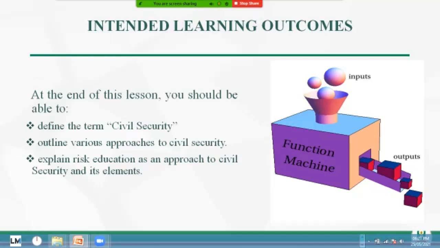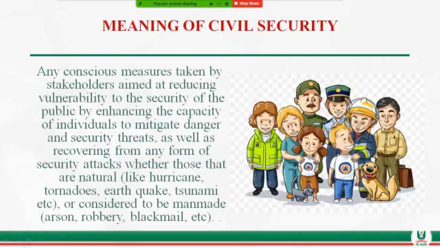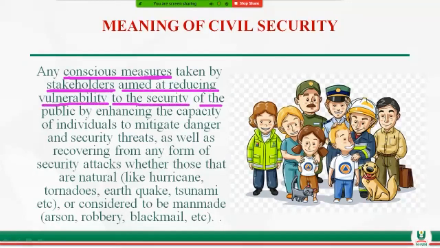Well, first, let's look into the meaning of civil security. This definition here is key, and of course, we are just going to make it your class activity to be sure that you are able to define civil security. Okay, so civil security is any conscious measure. It is consciously developed, taken by stakeholders, all right, members of a particular community, members who take decisions in a particular community, right? The aim, of course, is to reduce vulnerability to security of the public.